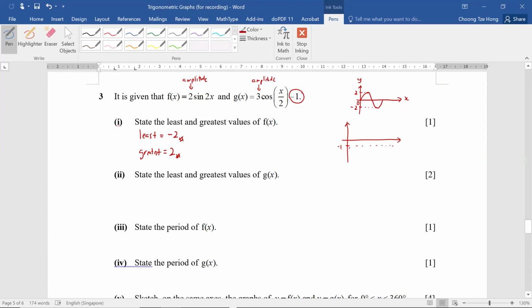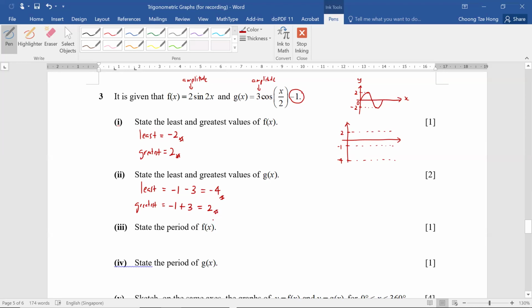To get the least value, you take the vertical shift, negative 1, and minus the amplitude, so negative 1 minus 3, you get negative 4. So negative 4 here will be the least value. Then to get the greatest value, you take negative 1 plus the amplitude instead, so you will get 2. That will be the highest point, the greatest value. So this will be the answer for part 1 and 2.